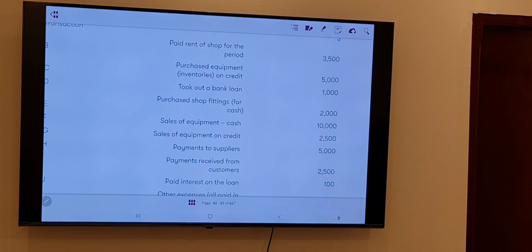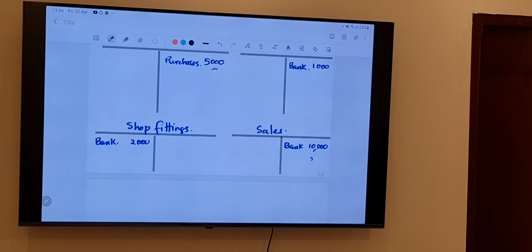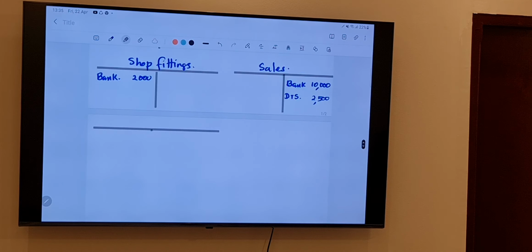Sales of equipment on credit. So how much? 2500, but it is debtors. Correct. Debtors, in short I have written debtors, D E B T O R S. You don't pronounce the B, you just read debtors. B is silent, exactly. So, 2500, and then we have sales here. That's fine.